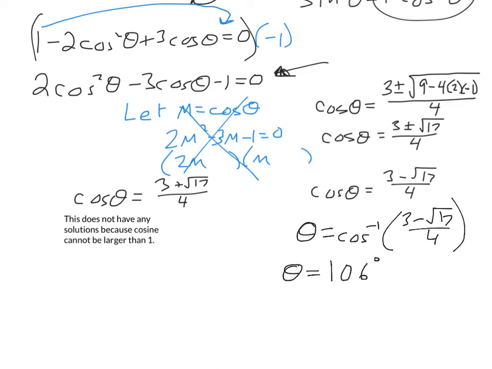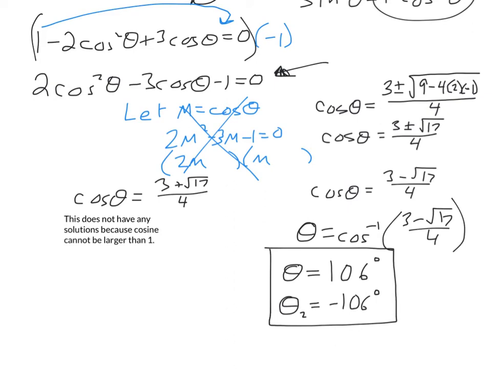And remember that when we're working with an inverse cosine, we're also always going to be able to find another one by taking the negative of that. The interval in this problem was negative 180 degrees to positive 180 degrees. So these are the two answers, and we're done. We've solved that equation.